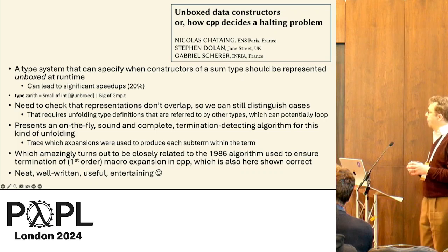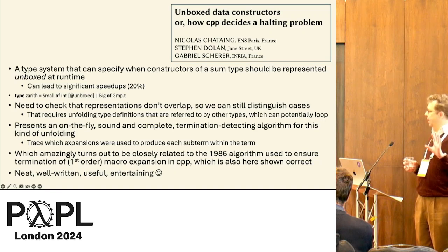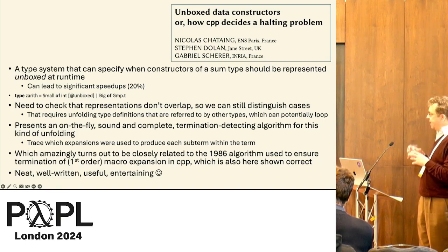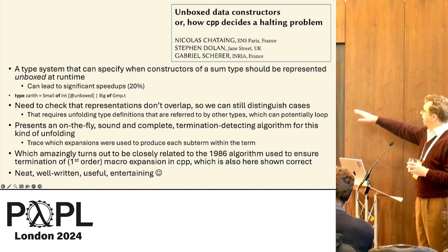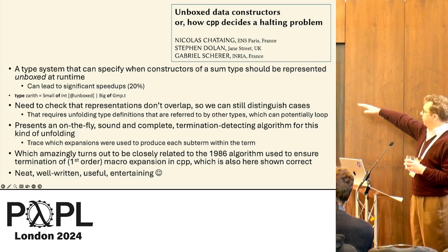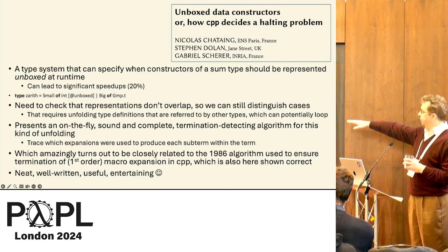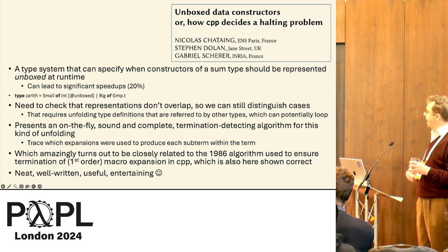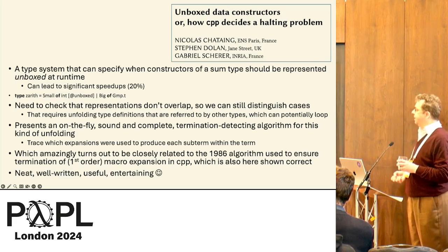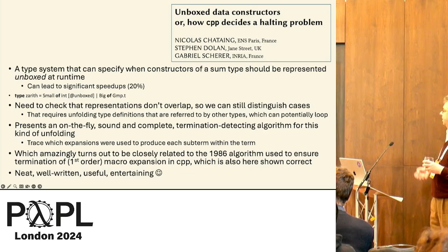And then finally, this paper, "Unboxed Data Constructors, or How CPP Decides the Halting Problem", not like the others at all. It's also about type inference, but it's about a type system which is used for optimization. So when constructors of some type can be represented unboxed, i.e. without tags on. This can lead to significant speedups, but if you want to do this, you have to check that the unboxing annotations you've put on your types are correct. So that means you have to check that the representations you're going to use at runtime don't overlap. That means unfolding the definitions when one type refers to another. And the paper presents an on-the-fly, sound and complete termination detecting algorithm for this kind of unfolding.